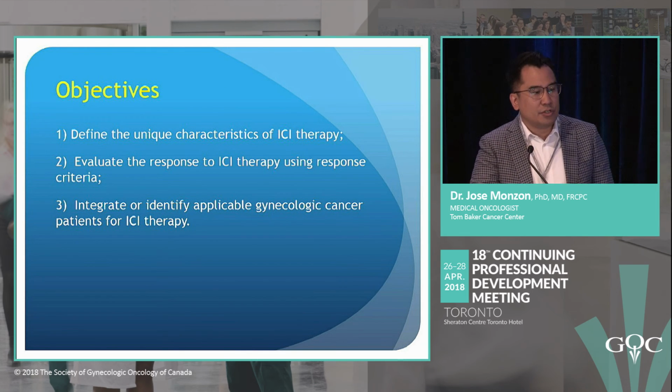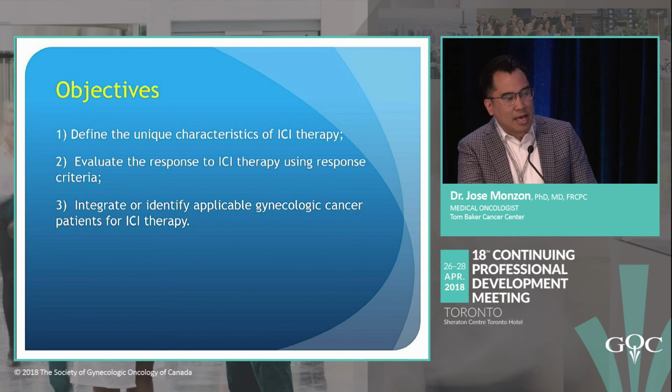And these are the objectives. Today I'm going to be defining the unique characteristics of immune checkpoint inhibition and in part the unique response kinetics that we observe with it. We're going to look at the evaluation of the response to immune checkpoint therapy using response criteria that are novel and have been proposed. There are several of them that have been proposed.